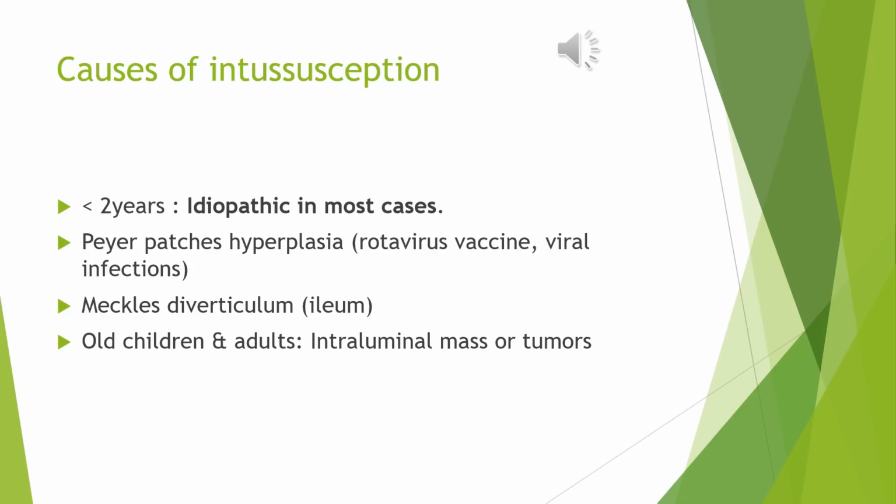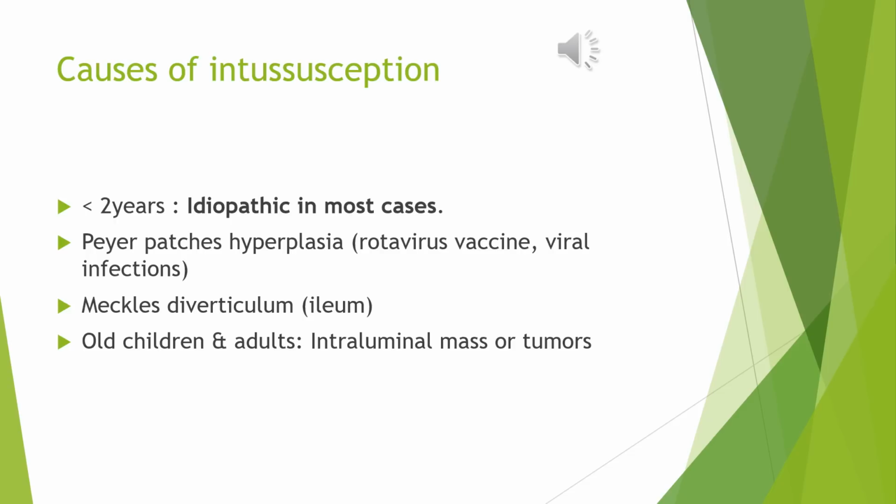So again, intussusception is the most common cause of intestinal obstruction under the age of 2. In most cases, it is idiopathic, meaning that there is no underlying cause. However, in other cases, the cause is usually lymphoid hyperplasia, that is Peyer's patch hyperplasia, which is usually associated with viral infection or with the rotavirus vaccine. The rotavirus is responsible for most cases of viral gastroenteritis in childhood.